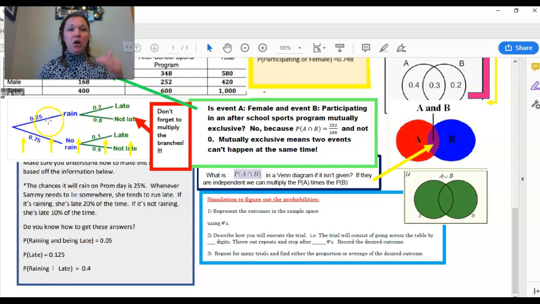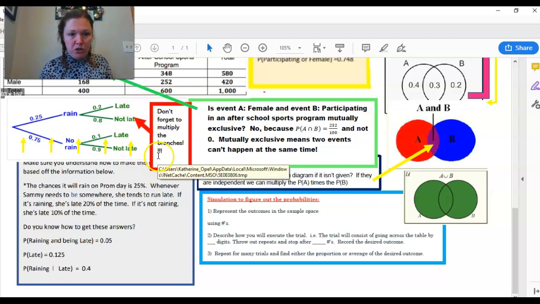0.25 times 0.8, rain and not late. 0.75 times 0.1, no rain, late. 0.7 times 0.9, no rain and not late. And then once you multiply all those numbers right over here on your worksheet or on your notes, those are the only numbers you'll use when you're answering the question. So the probability of rain and being late, 0.05, rain and late, right here.